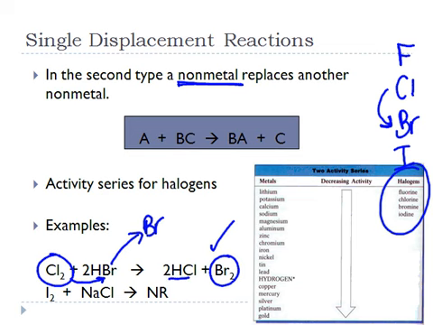In the second example, iodine is trying to bump out chlorine. But if you look here, iodine is below chlorine. It's not above it, so it doesn't have enough reactivity to make this happen. So we write no reaction, or NR. All right, so that's it for single displacement reactions.